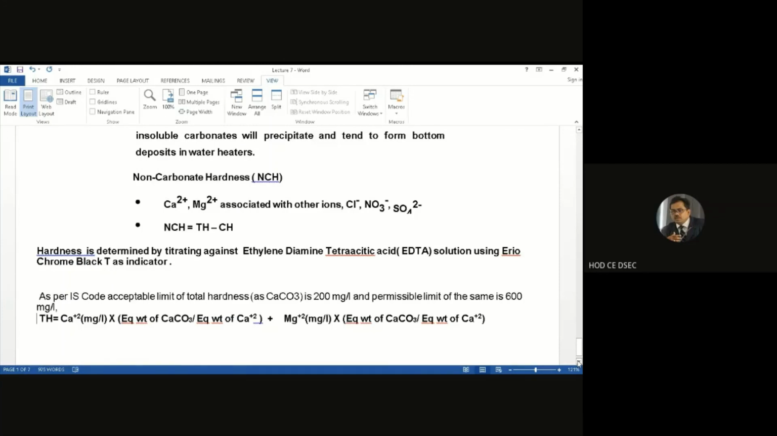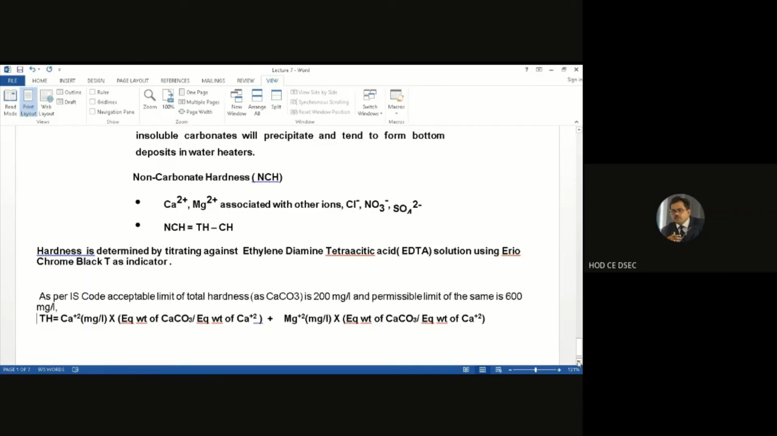The hardness, the content of the salts, is required for our health to some extent. That's why the limiting values are 200 and 600. It cannot be zero. But as I highlighted, the soap consumption will be more, and there will be scaling in boilers and pipes, and it also affects valves and plumbing fittings. So definitely you have to take care of the exceeding or maximum value.